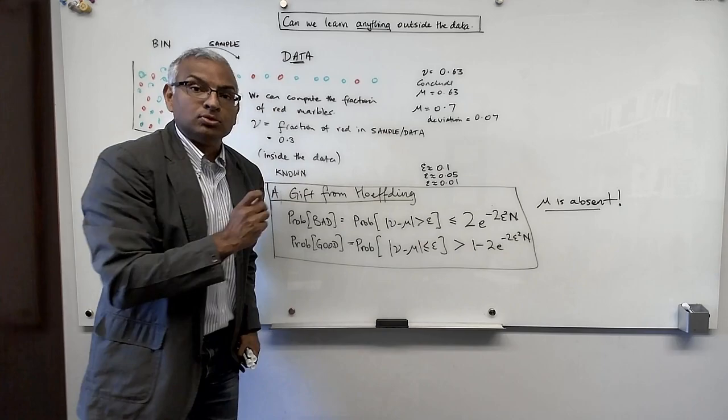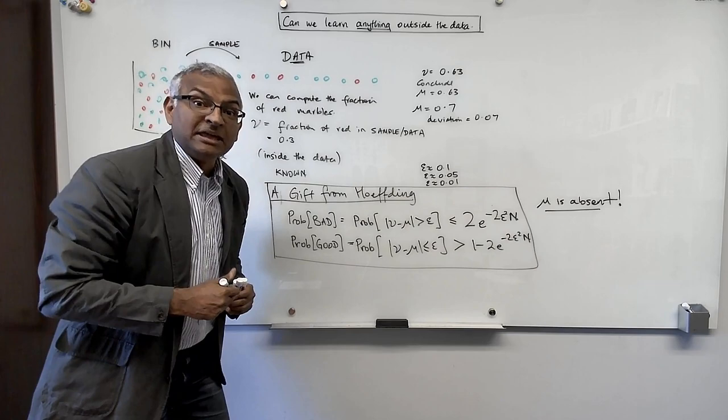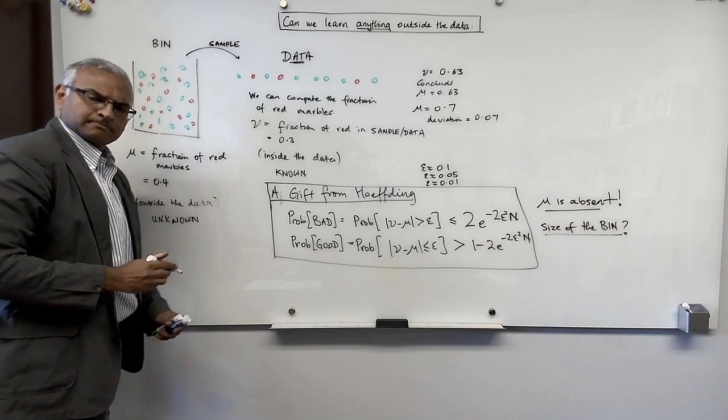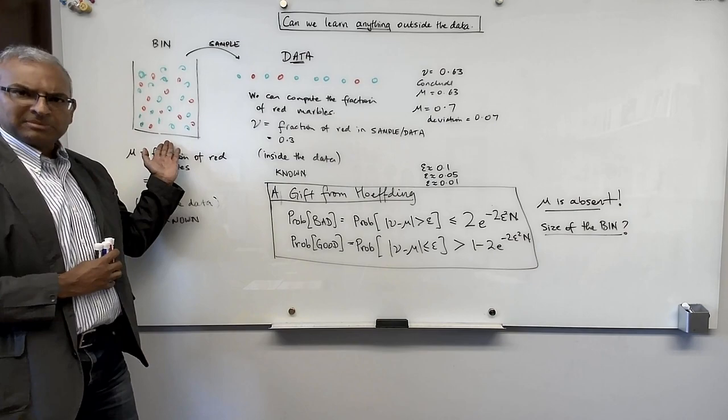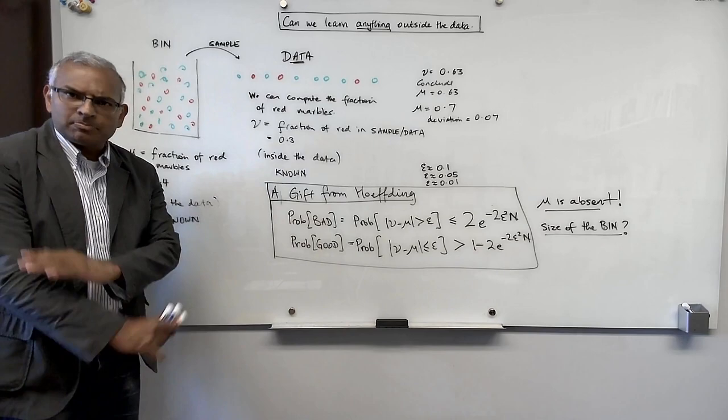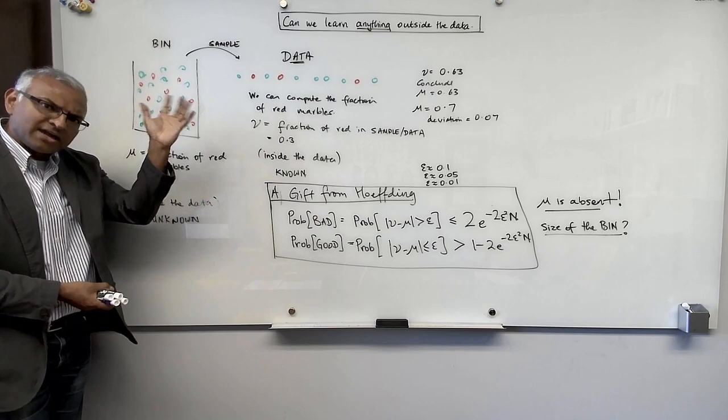Another thing that's missing from this whole picture is the size of the bin. How many people are you talking about in the US? 350 million. Could be a billion. Could be a trillion. Could be infinite. There's no size of the bin in here. That means that this gift from Hoeffding, this Hoeffding bound, applies to the bin no matter what its size. Actually, the bin could have size 1, 2, 3, 5, 100, 100 million, infinity. The size of the bin is irrelevant.